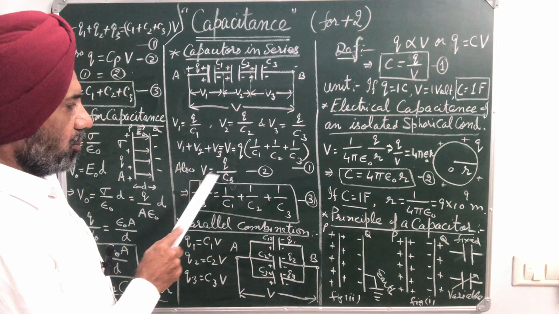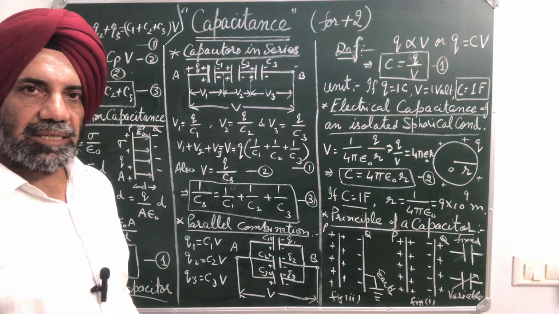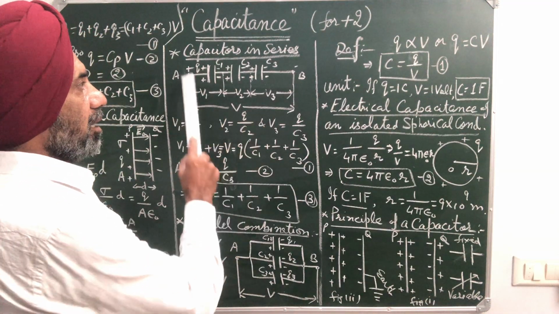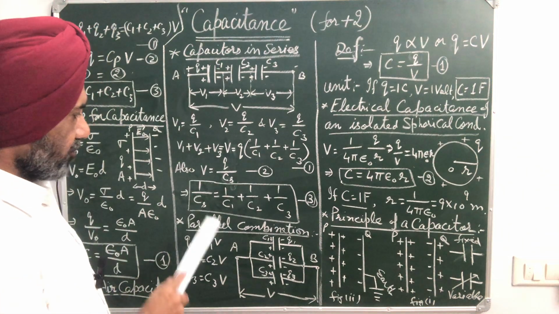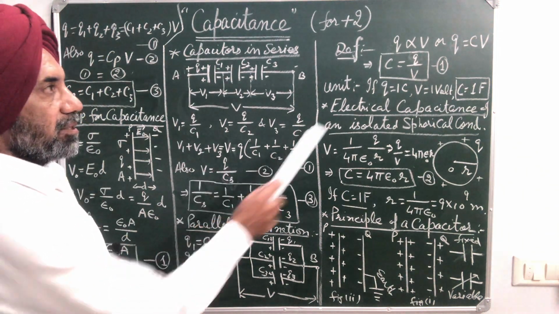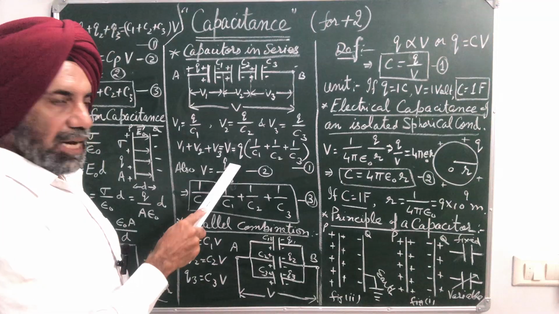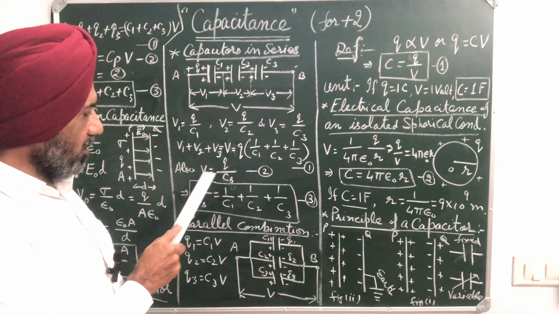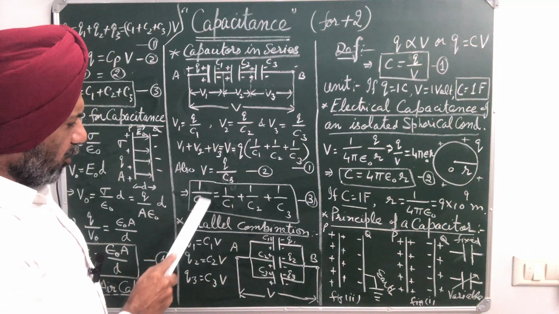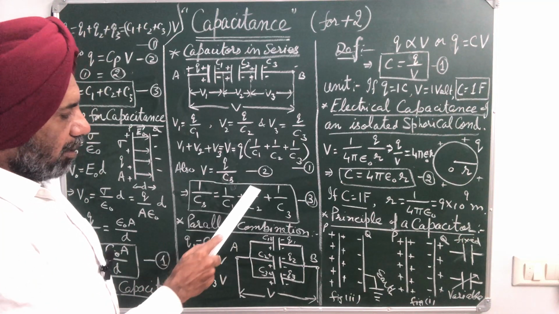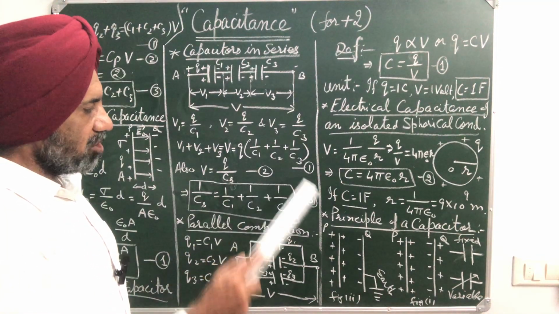Also V is equal to Q upon CS. The CS is the capacitance of the series combination, total capacitance. So then by definition, same definition, if Q is the total charge, CS is the total capacitance, so V will be equal to Q upon CS. If we compare these two equations, we get 1 upon CS is equal to 1 upon C1 plus 1 upon C2 plus 1 upon C3.